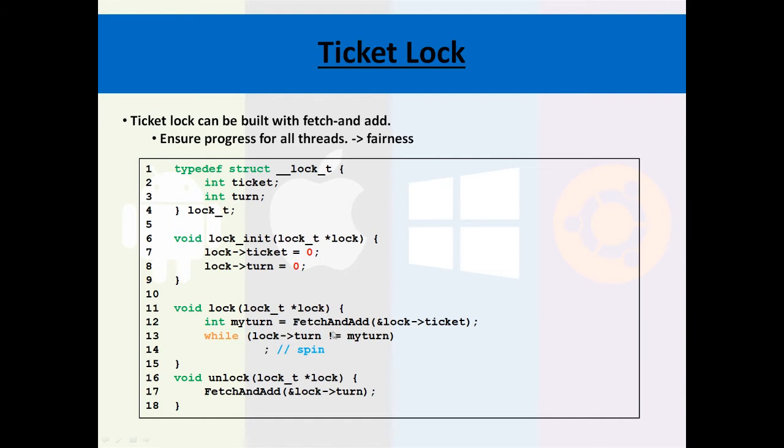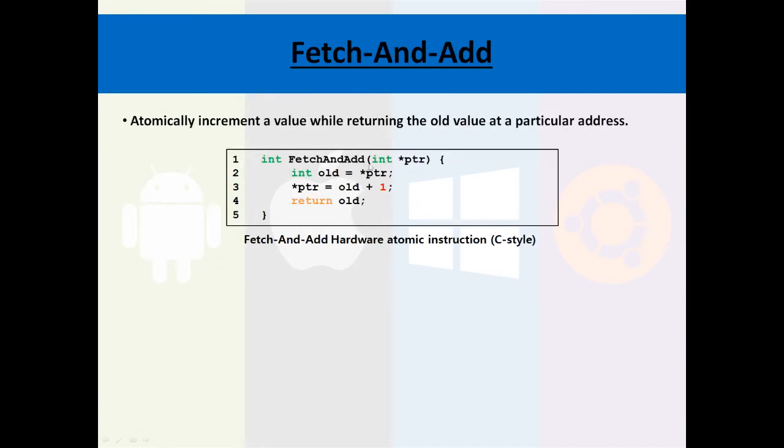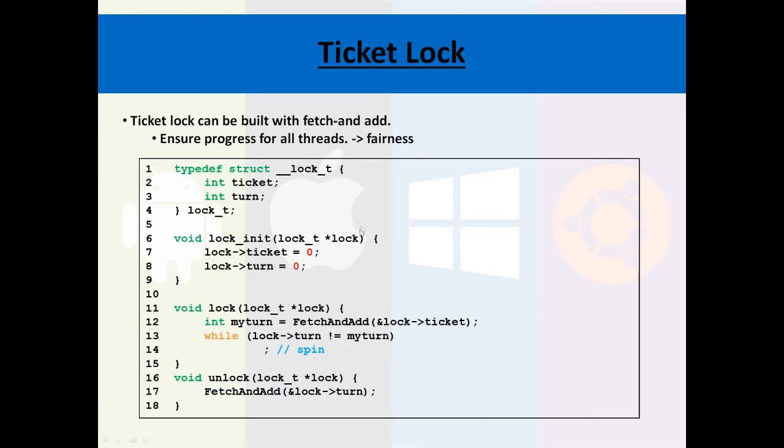Initially, say no threads had tried to acquire a lock. So initially, ticket and turn will both be 0. So my turn will equal fetch and add of 0. If you remember fetch and add, we'll say old is equal to 0. We then say the pointer is equal to 0 plus 1, and return old, which will return 0. So my turn here would equal 0.